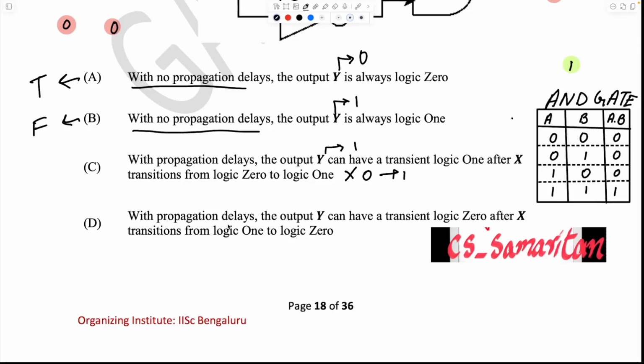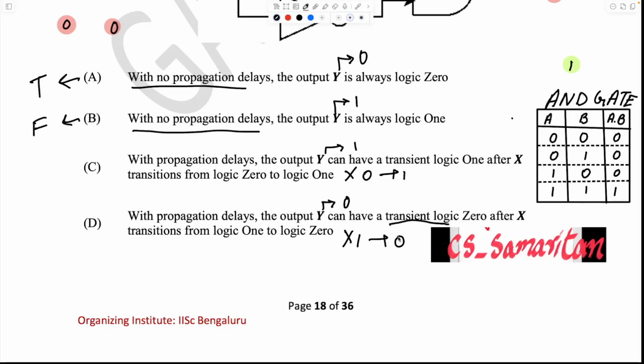D states that with propagation delay, the output Y can have a transient logic 0. Output can have a transient logic 0 for a very short amount of time because it is transient logic, right? After X transitions from 1 to 0, right? X transitions from 1 to 0.